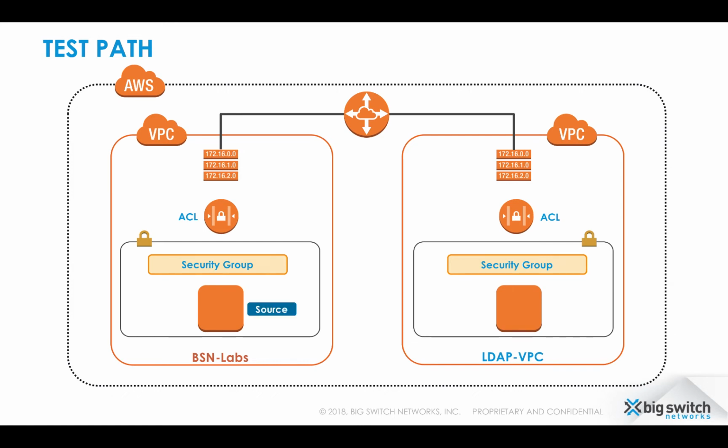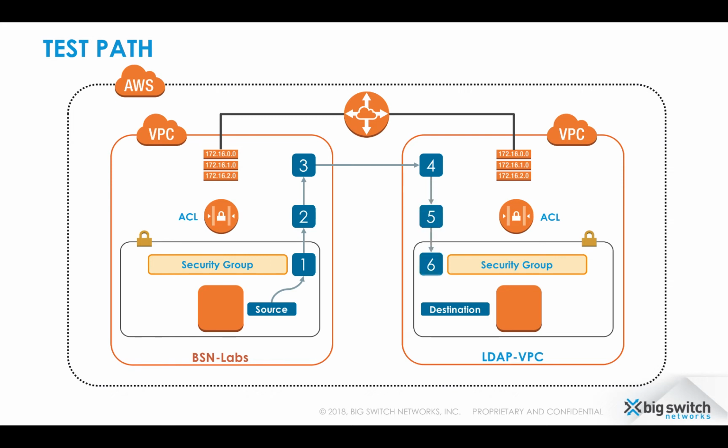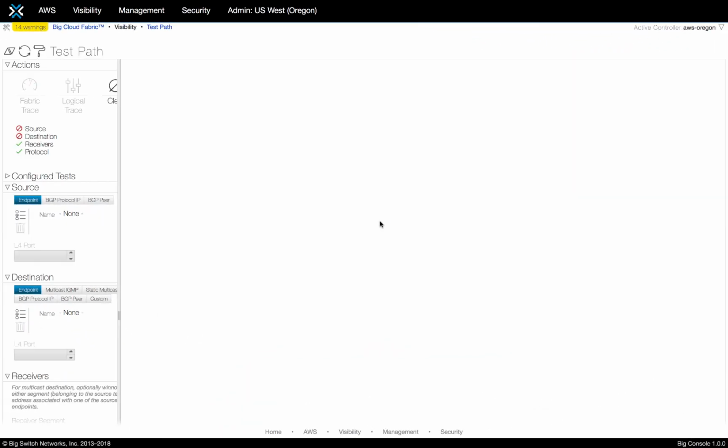In order to troubleshoot the connection between the two instances, we would have to know the outbound security group rules and the outbound ACL rules of the source, the route pointing to the VPC peering connection, as well as the inbound ACLs and security group rules of the destination. Let's switch back to BCF to see it in action.